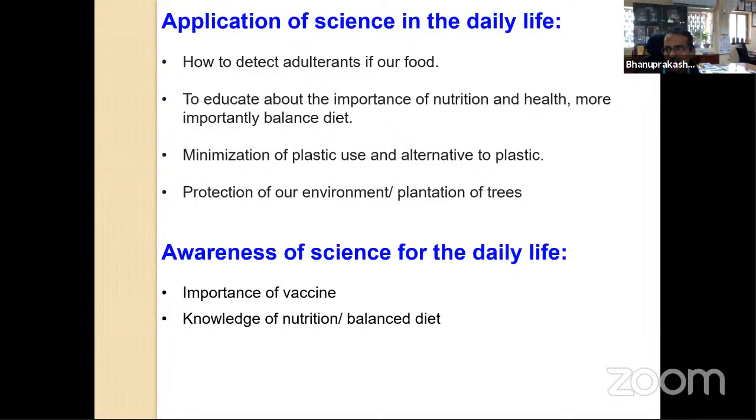I am only showing the examples, but the sky is the limit for you. When I say you, teachers of science, ambassadors of science, you can take any number of these kinds of examples. As I said, starting from 5 o'clock to 11 o'clock, I repeat the word, the sky is the limit for you. You can tell any number of examples.